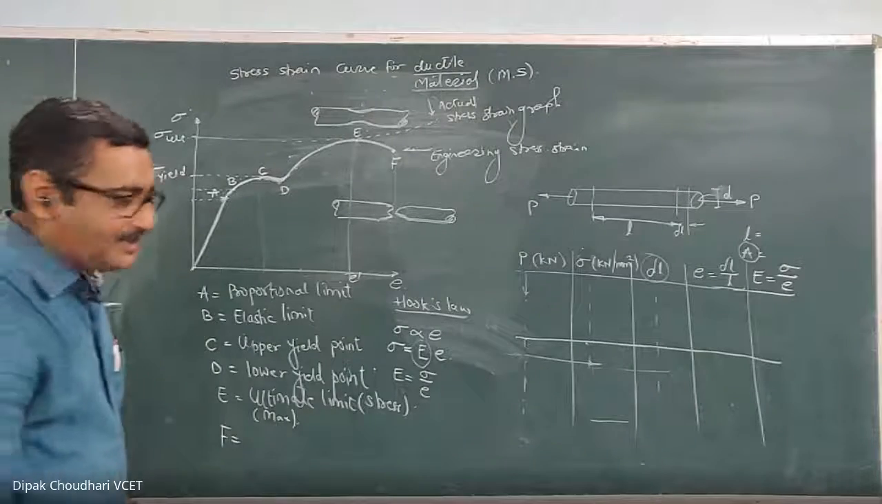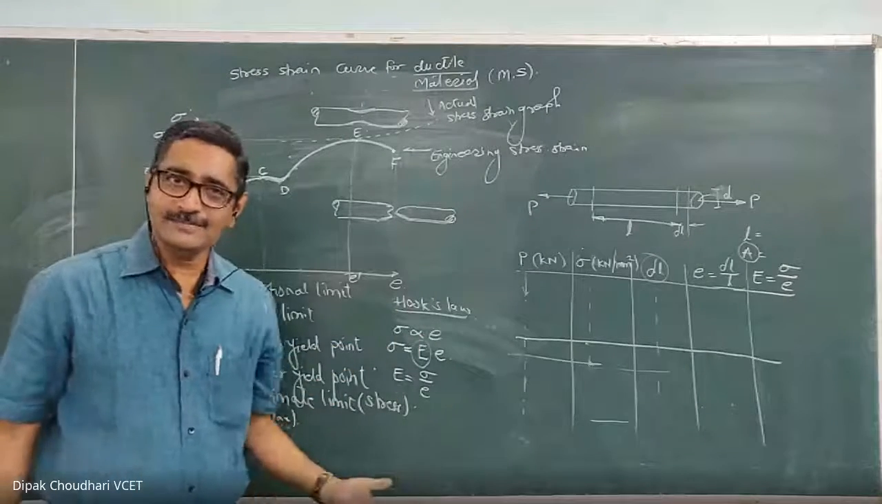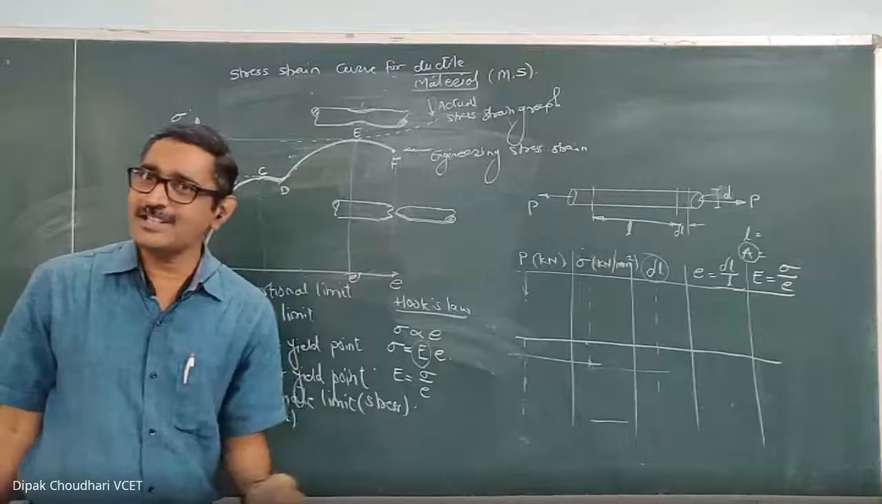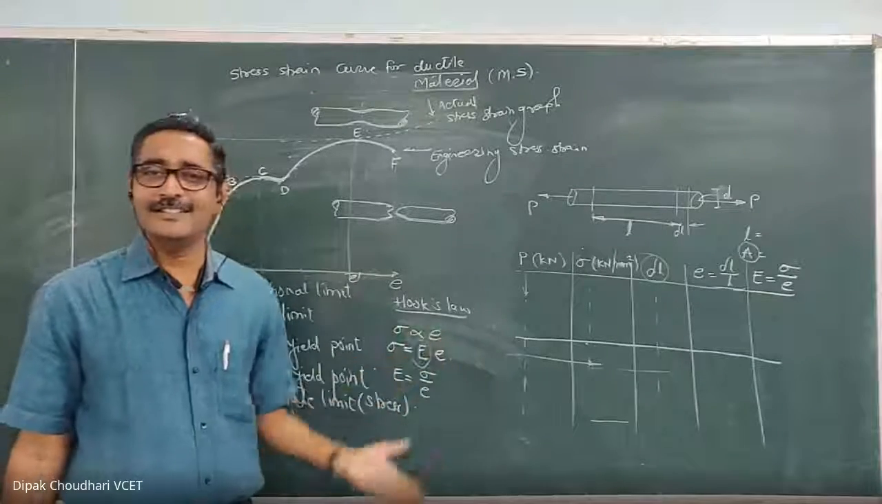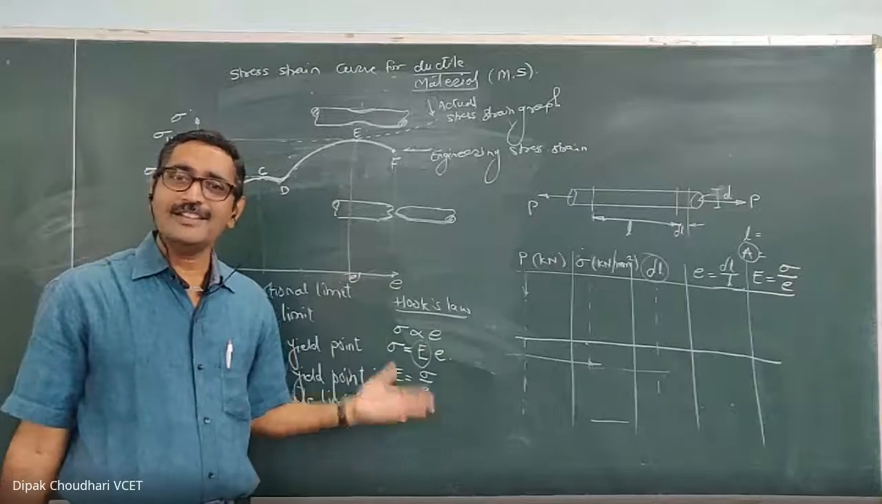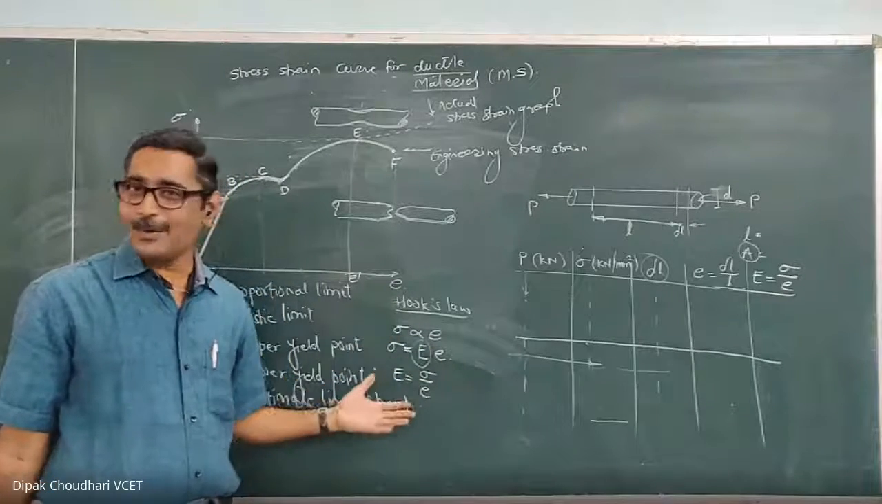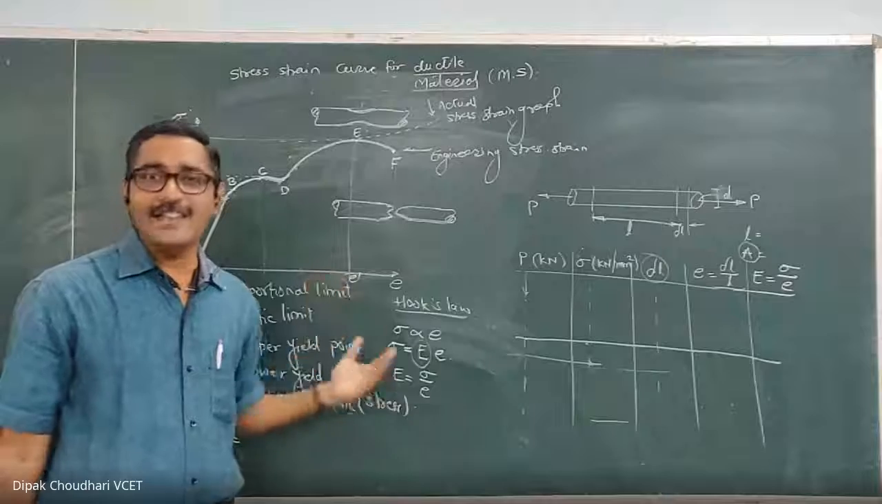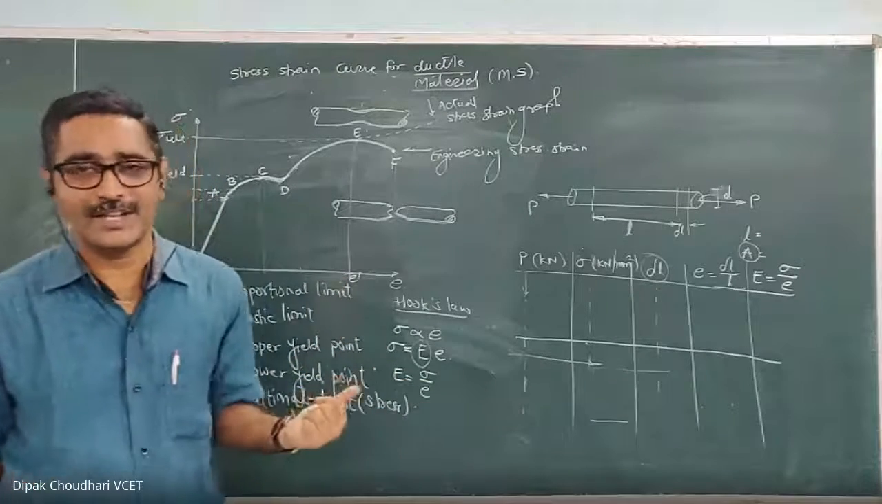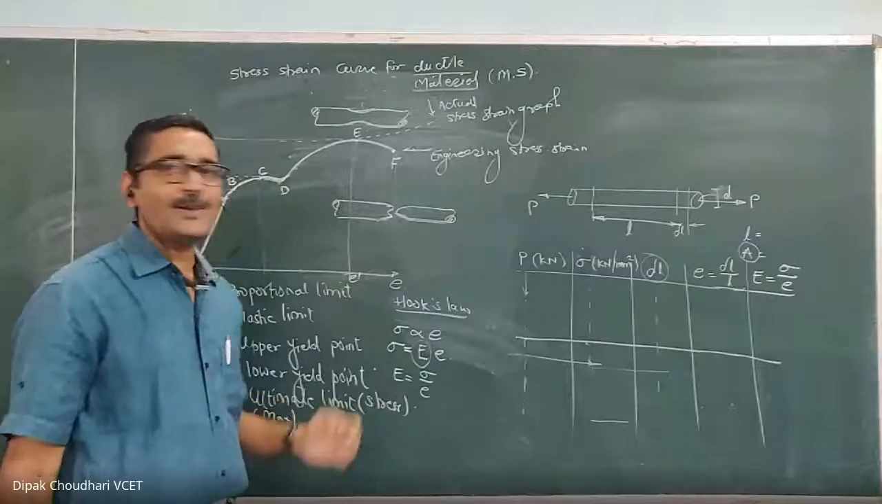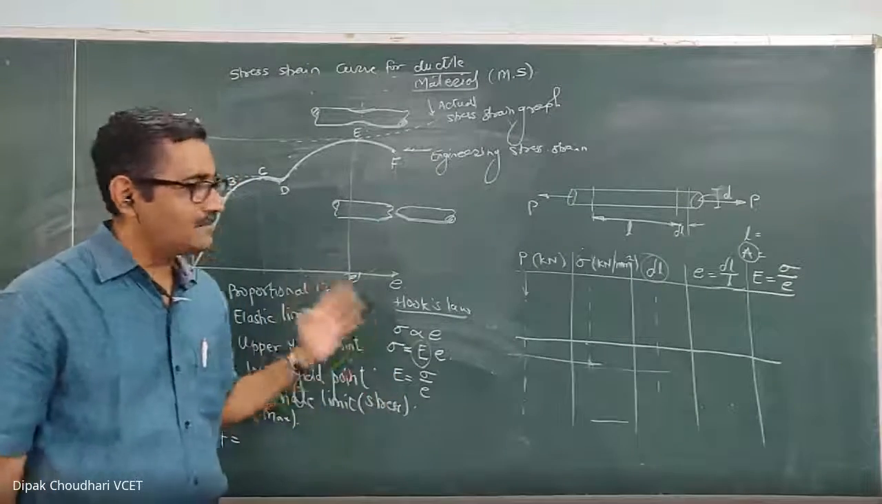Okay, so Hooke's law is what? Within proportional limit, the stress is proportional to the strain. The constant of proportionality is known as the modulus of elasticity. And how can we define the modulus of elasticity? The modulus of elasticity is the property of the material, and within elastic limit, the ratio of stress to the strain is known as the modulus of elasticity. This is the way we can calculate it, and this is one of the very important properties of the material.